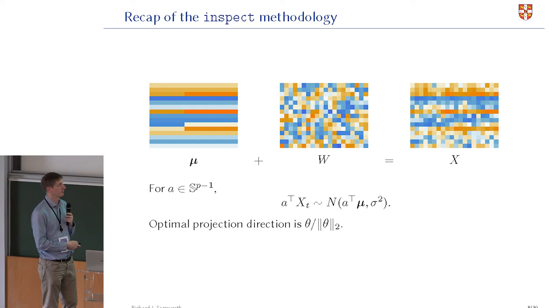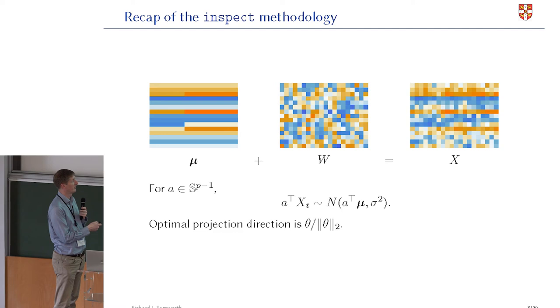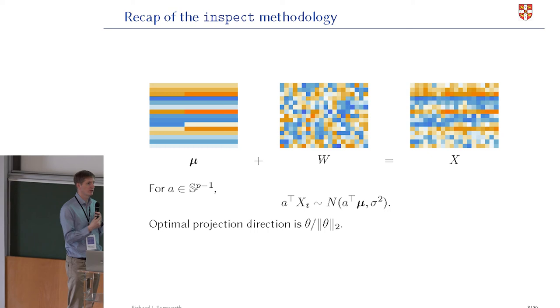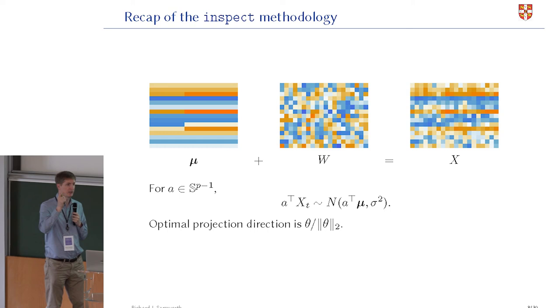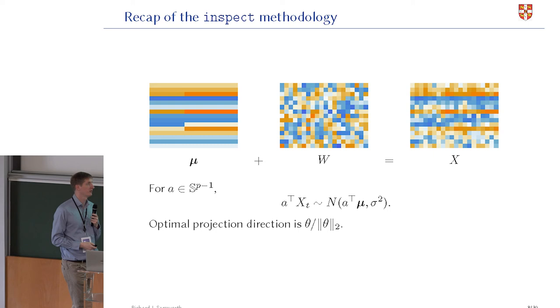So I want to find a good projection direction. Well, let's think about an arbitrary projection direction, a. What happens to my data vectors? Well, we know what happens with a linear transformation of Gaussian variables. We get univariate Gaussian observations. And so the mean on the left half of the data is a transpose mu1. The mean on the right half of the data is a transpose mu2. And I want to try to make that difference in mean as big as possible to maximize the signal-to-noise ratio. So I want to try to maximize a transpose times (mu1 minus mu2). And so the way to do that is to choose the projection direction proportional to this difference in mean. Okay? So that's what we call the theta vector.